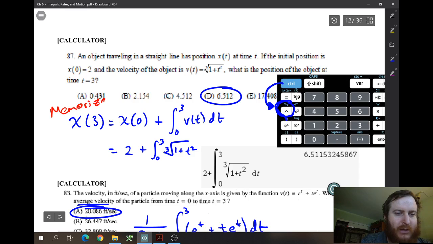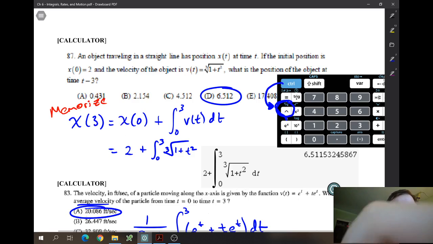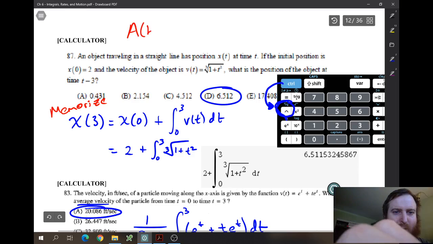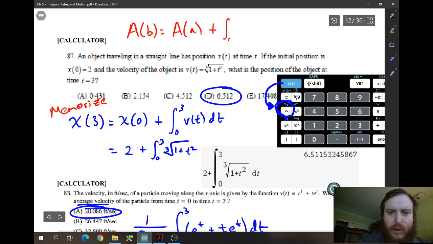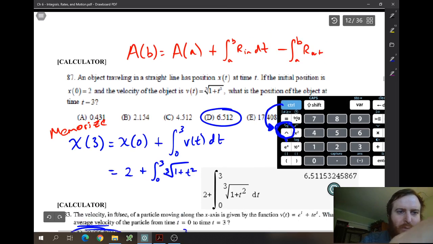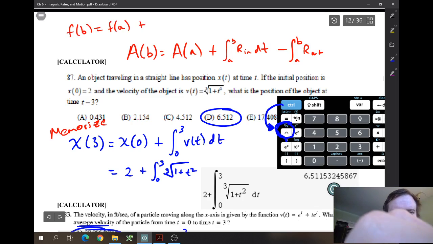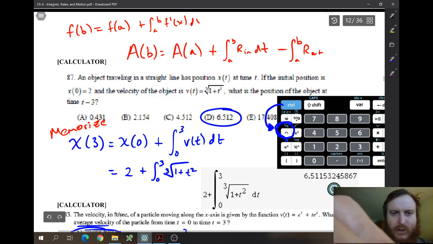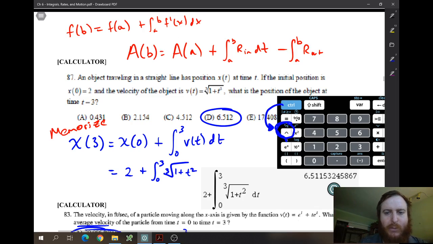We need to just memorize this pattern. This happens a lot. It happens with x of b equals x of a, it happens with the velocities, and it also happens with the rate questions. The amount at b is equal to the amount at a plus the integral from a to b of the rate in minus the integral from a to b of the rate out. And it can even happen with f and f prime. We could get f of b equals f of a plus the integral from a to b of f prime of x. So all of those are FTC, and we just need to have that pattern memorized.